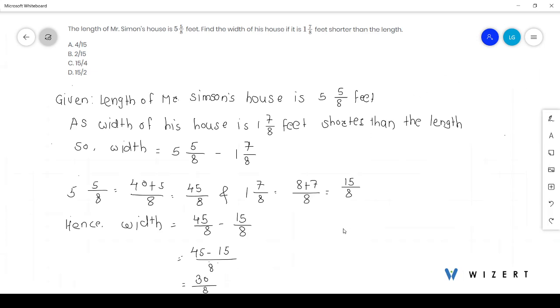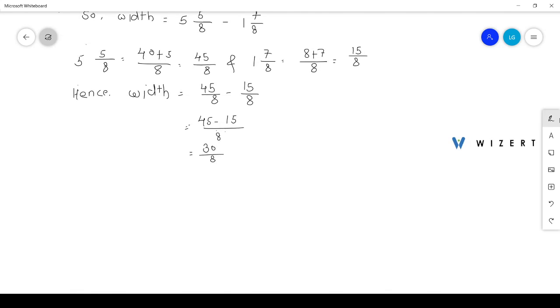Now divide numerator and denominator by 2. We get 15 2s are 30 and 4 2s are 8. So it is 15 by 4.